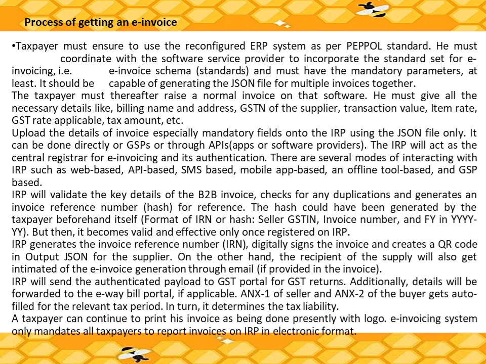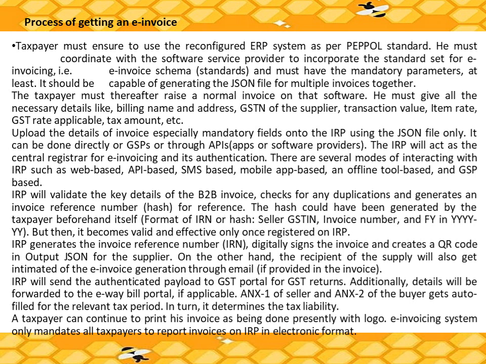IRP generates the invoice number, digitally signs the invoice, and creates the QR code in output JSON for the supplier. On the other hand, the recipient of the supply will also get intimated on the e-invoice generation through email if provided in the invoice. IRP will send the authenticated payload to GST portal for GST returns. Additionally, details will be forwarded to the e-way bill portal if applicable. Annexure 1 of seller and Annexure 2 of the buyer gets auto-filled for the relevant tax period. In turn, it determines the tax liability.